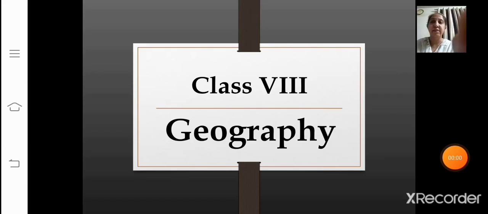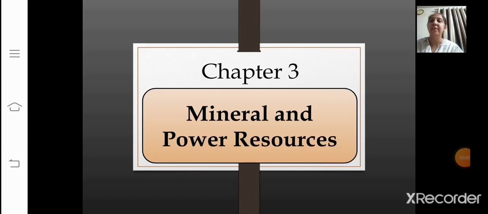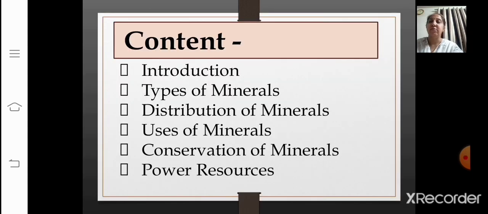Students, let's begin with the Class 8 geography chapter 3, that is Mineral and Power Resources. Today we are doing part 3 of this chapter. Let's go through the content.